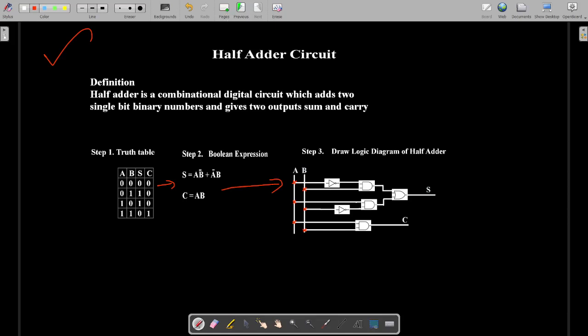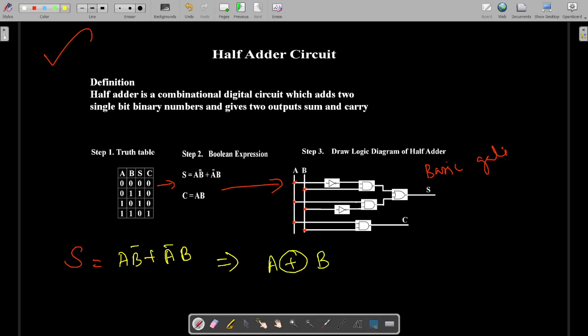And another form also you can do. I told you that we have done this using the basic gates. Instead of basic gates, you can also write it using special gates. So you see this S is equal to what? S is equal to A B bar plus A bar B, right? So what it is actually? This is exclusive OR, right? So A exclusive OR B. So using this gate also we can do it. Okay. So carry already it is AB only.